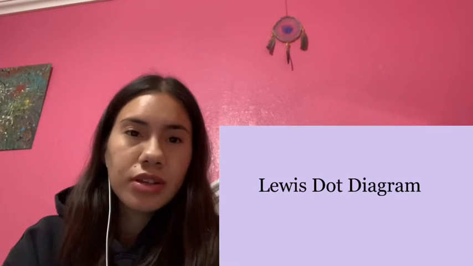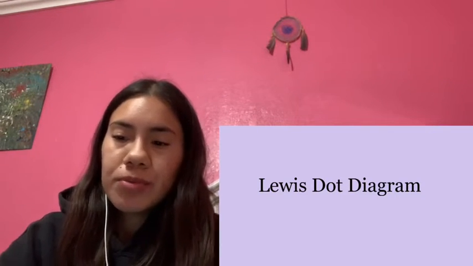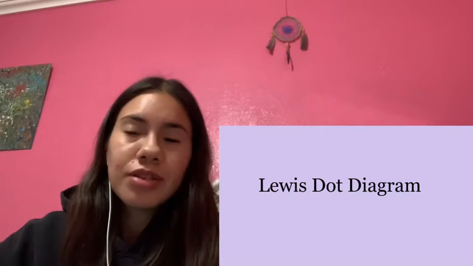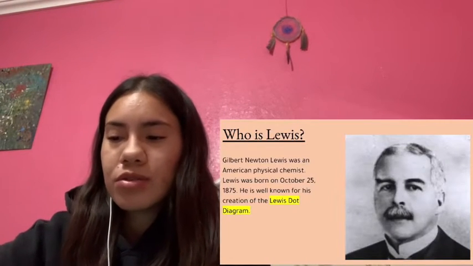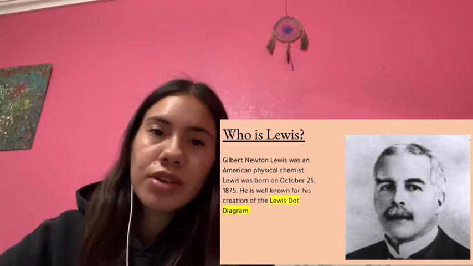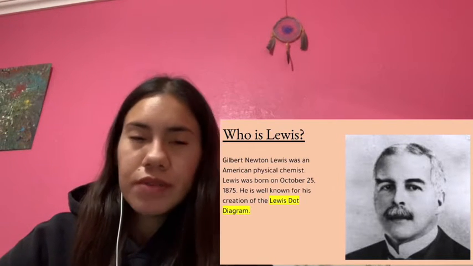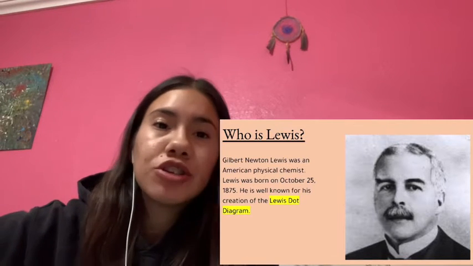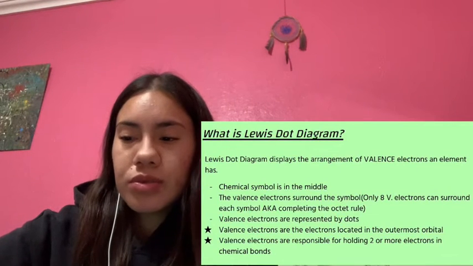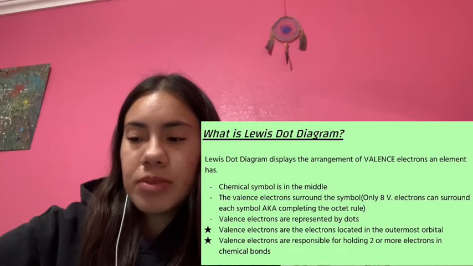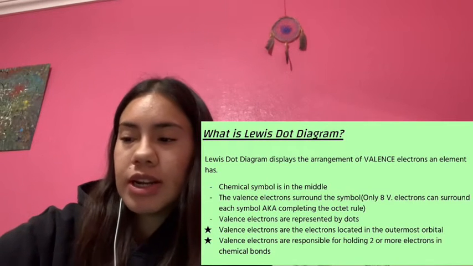And so now that we know how to draw Bohr's orbital diagram, we are now going to look at the Lewis dot diagram. And before we begin to learn how to draw the Lewis dot diagram, we want to know more about the scientist. So who is Lewis? Gilbert Newton Lewis was an American physical chemist. He was born on October 25th, 1875, and he is well known for his creation of the Lewis dot diagram. What is the Lewis dot diagram? The Lewis dot diagram displays the arrangement of valence electrons that an element has.